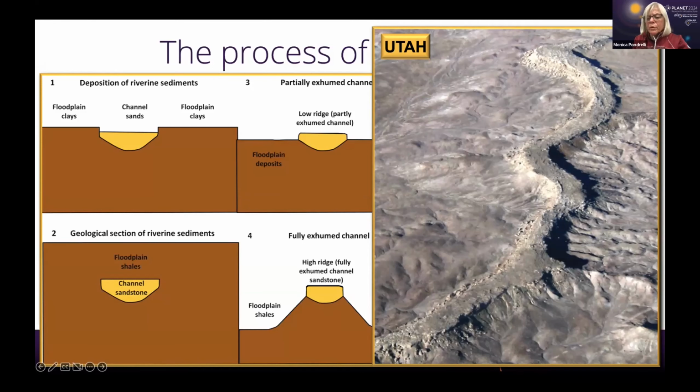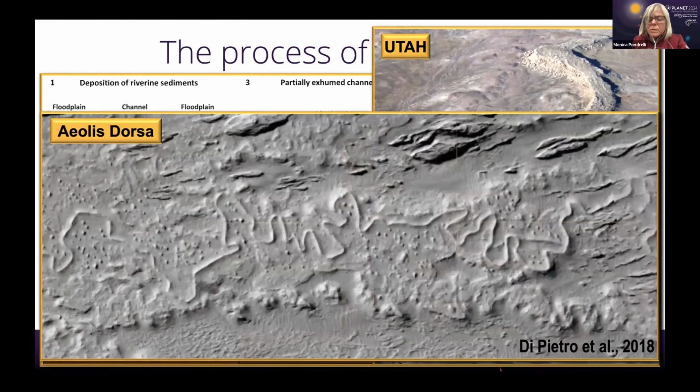This is an example of an exhumed channel on Earth. This is Utah, but there are beautiful examples in Algeria, in Spain even. It's quite a classic process. This is a beautiful example of an exhumed channel on Mars. This is Aeolis Dorsa, and this is a meandering channel whose relative floodplain material has been partly taken away, partly eroded.